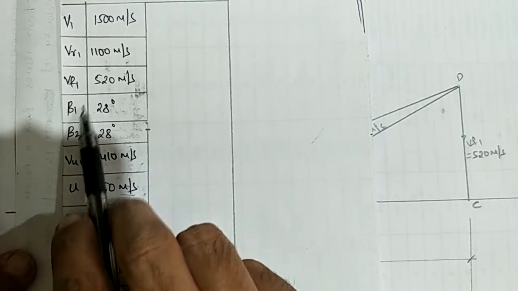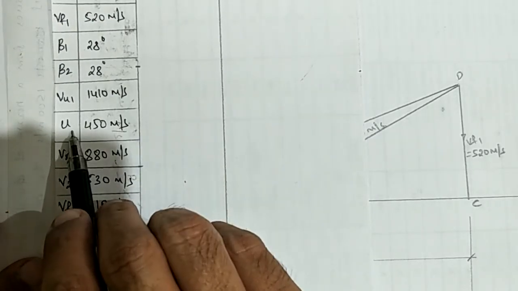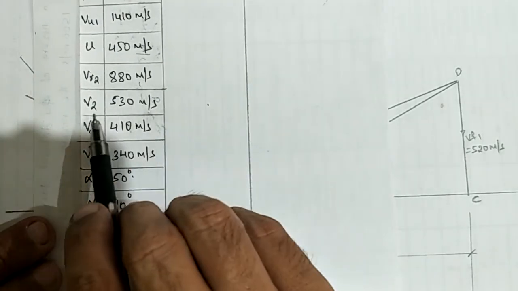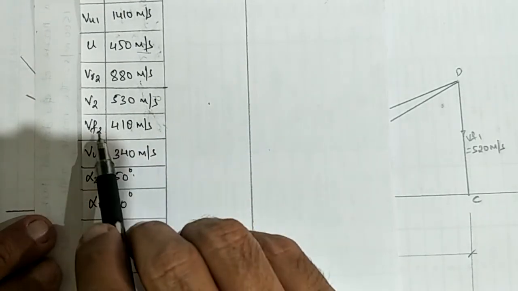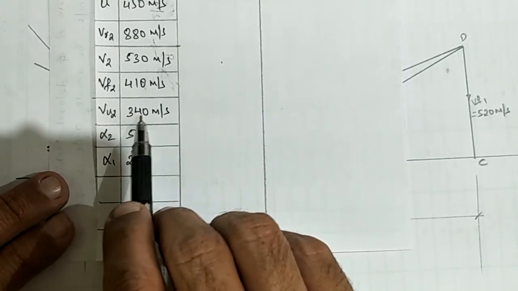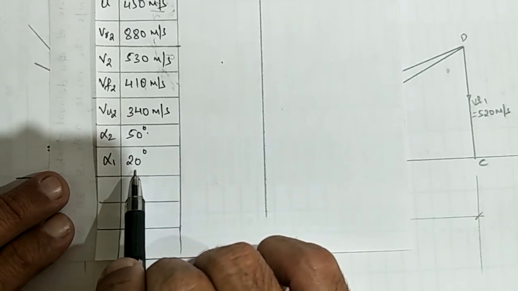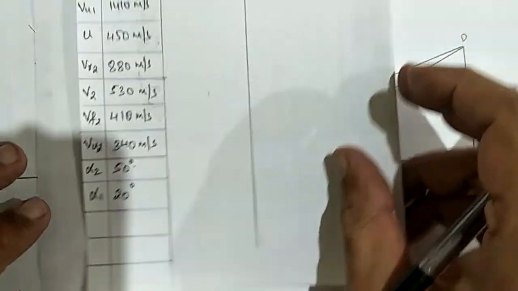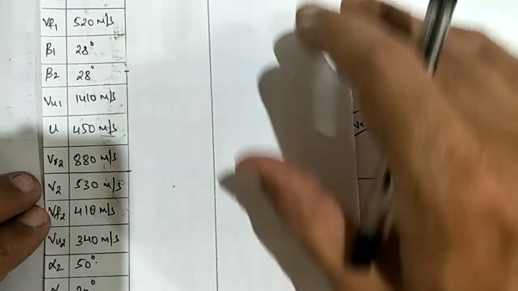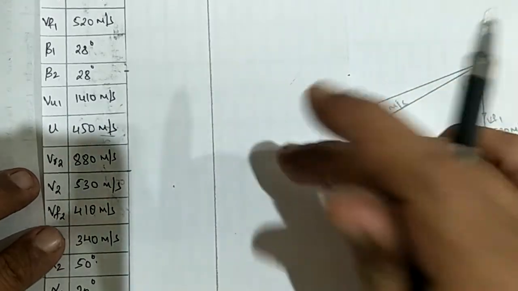So here beta1 is equal to beta2. Then Vu1 is 1410 meters per second, U is equal to 450 meters per second, VR2 is equal to 880 meters per second, V2 is equal to 530 meters per second, Vf2 is 410 meters per second, Vu2 is 340 meters per second, alpha2 is equal to 50 degrees, and alpha1 is equal to 20 degrees. So I have made one table, so all of you better practice to draw the table. This is going to help you while doing the calculation part, right?